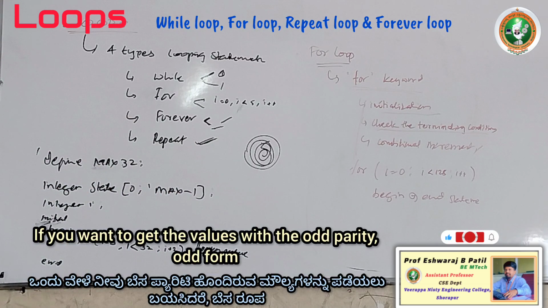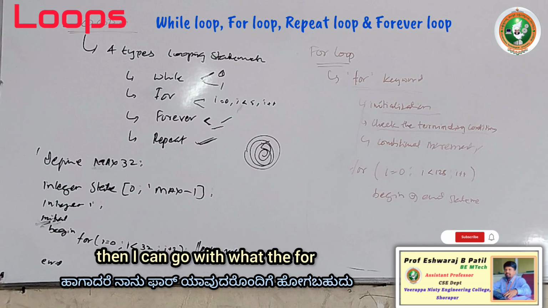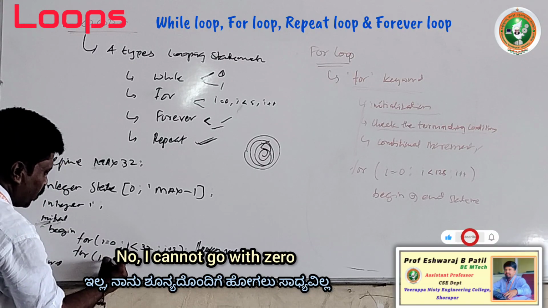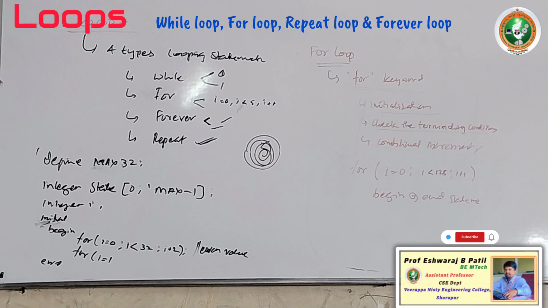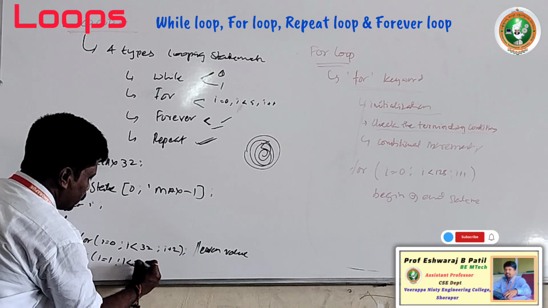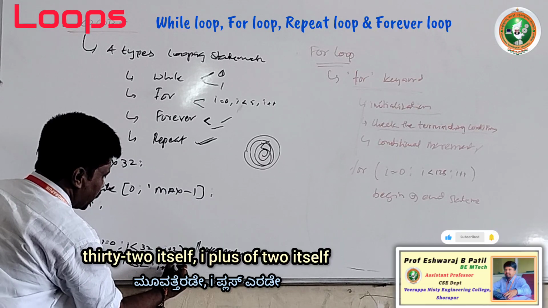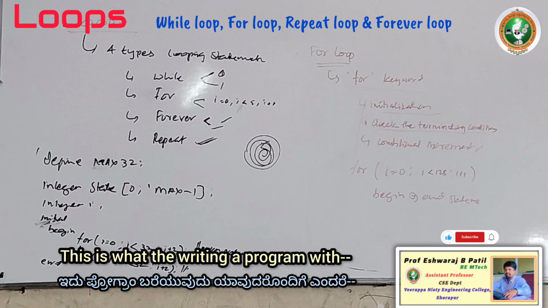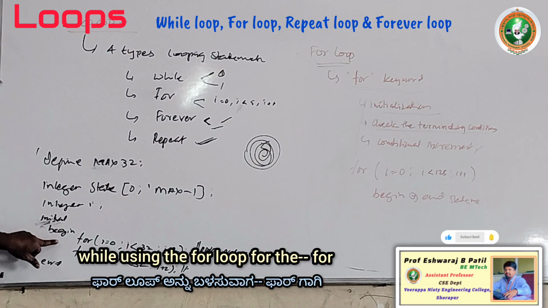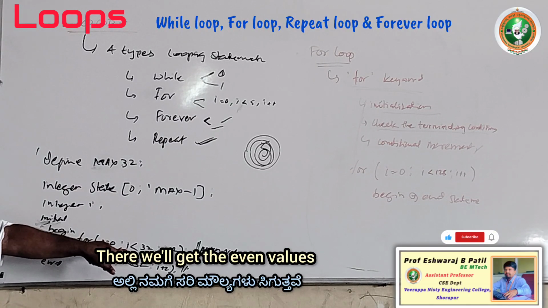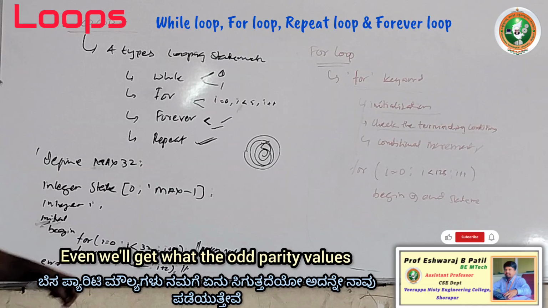If you want the values with odd parity, then I go with for I equals 0? No, I cannot go with 0; I go with 1. 1 plus 2 is how much? 3. 3 plus 2 is how much? 5. Like this I can get it, so that I is less than 32 itself, I plus 2 itself. This will get the odd parity values. This is writing a program using the for loop within a block. Here we get the even parity values, and there we get the odd parity values.